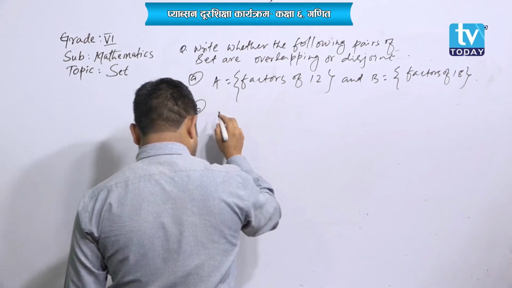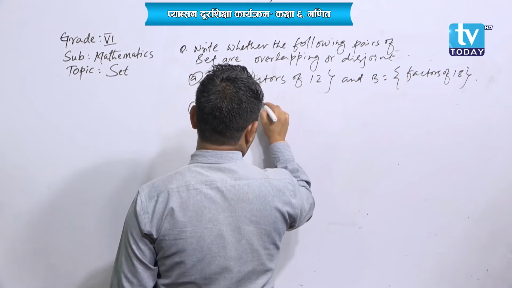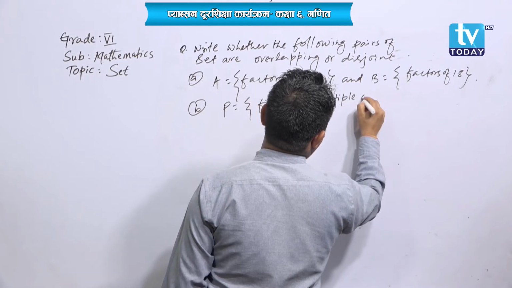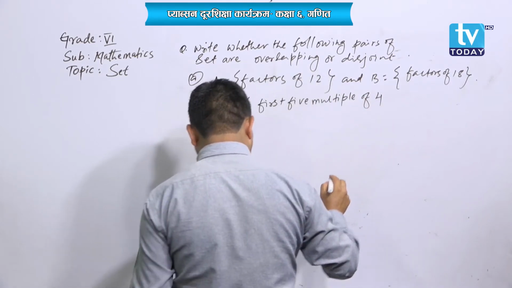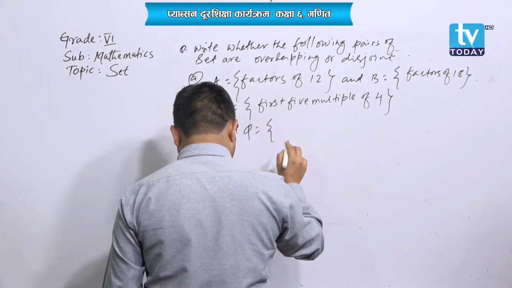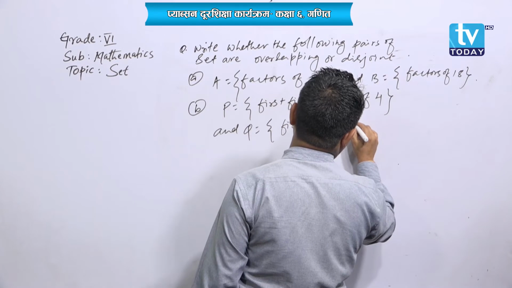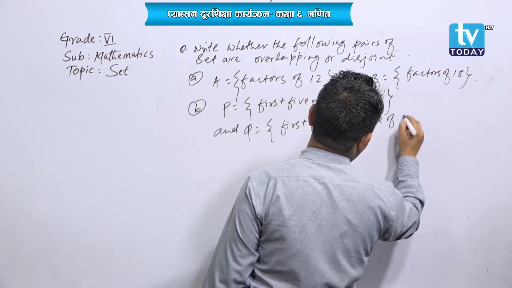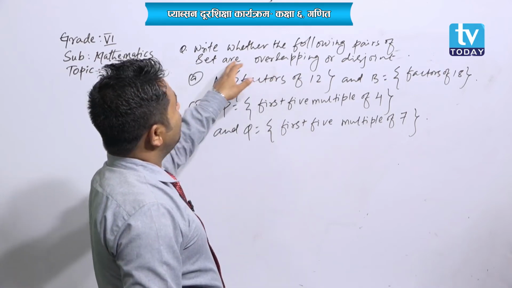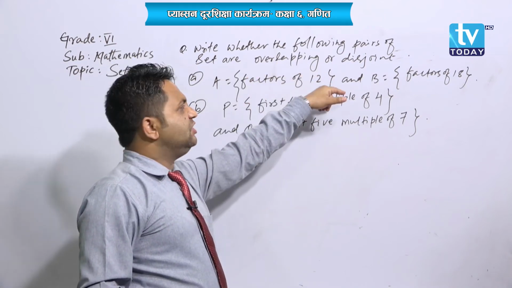Number two, the question is P equals first 5 multiples of 4 and Q equals first 5 multiples of 7. Now please write whether the following pairs of sets are overlapping or disjoint. There may be overlapping or there may be disjoint also.